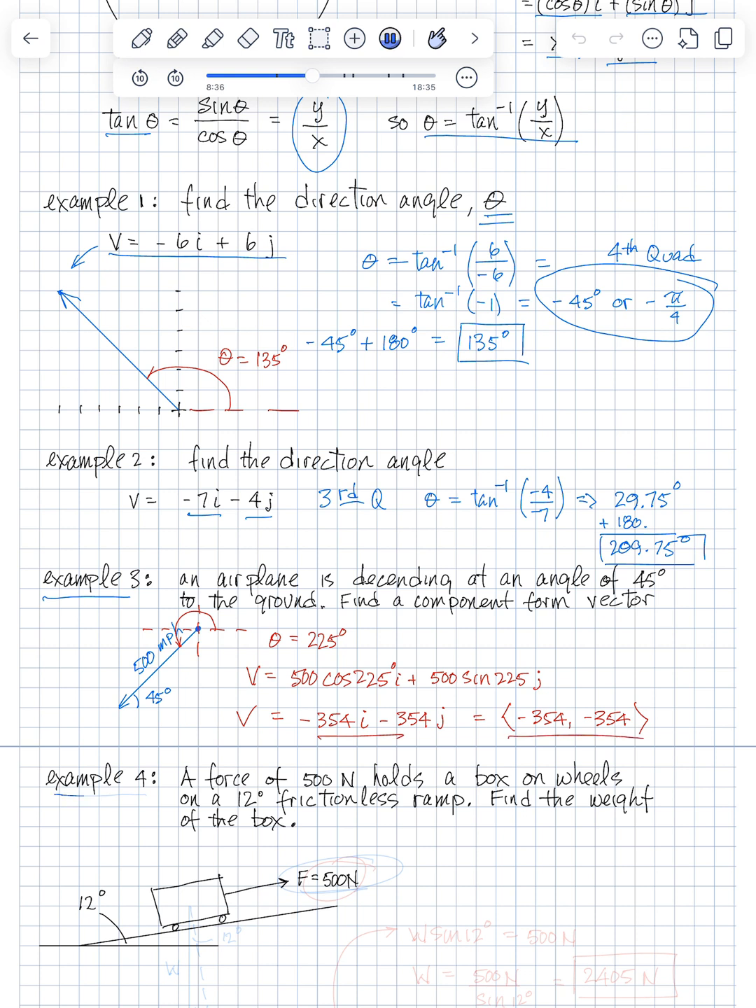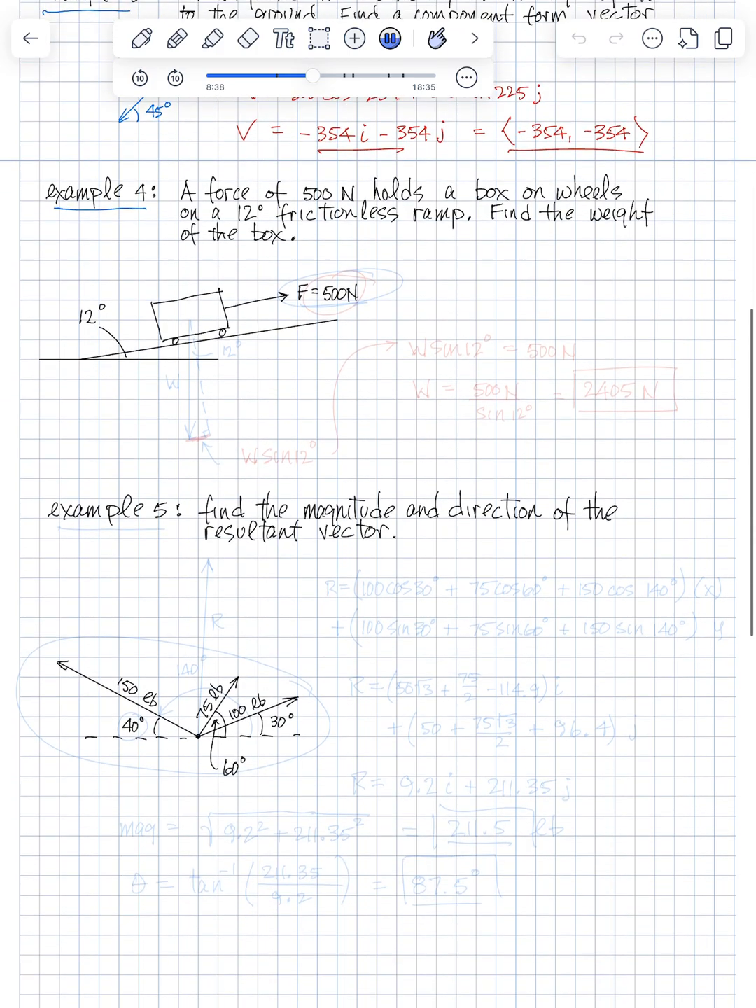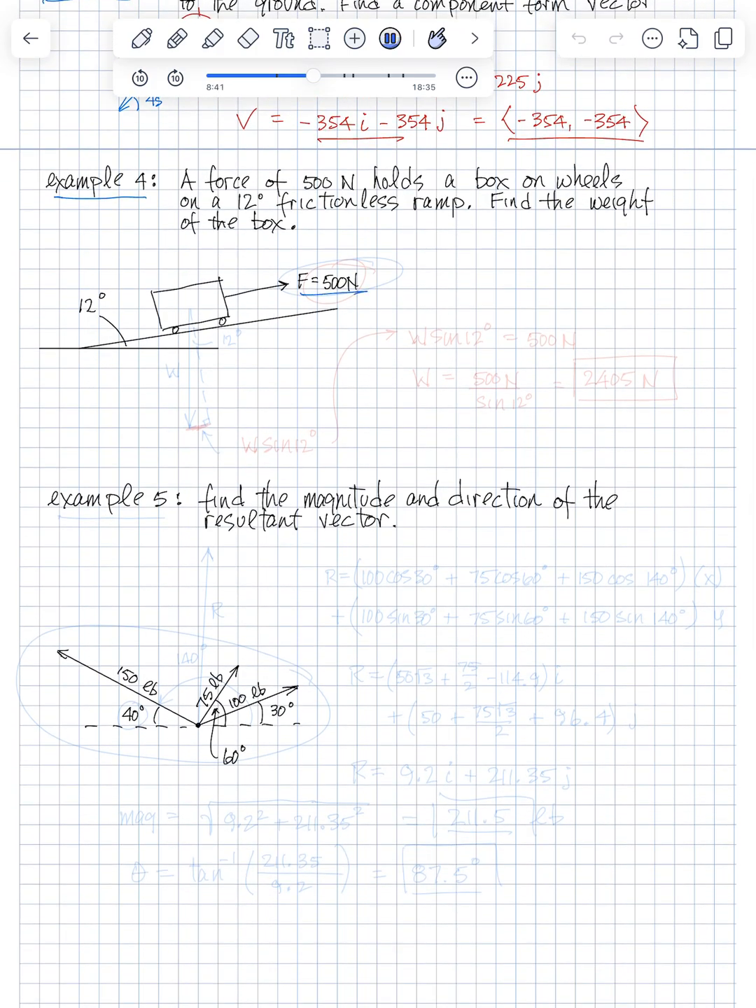Okay, example 4, typical physics problem. So we have a force of 500 newtons. It's holding a box that's on wheels, and it's not moving. And it's a frictionless ramp, which means we're not counting any other forces on this other than the weight. And the angle is 12 degrees. So if this force wasn't here, the box would just go rolling down the ramp. And so what we want to do is find the weight of the box.